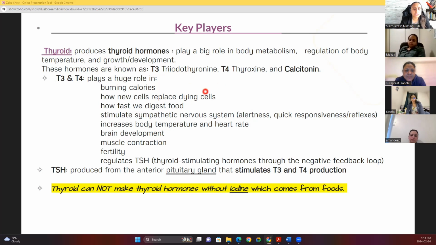It will replace the dying cell. It is telling you how fast we digest the food. The person with hypothyroidism, they are not digesting the food very easily. It will stimulate the sympathetic nervous system, alertness, quick responsiveness. And if you are having low T3, T4, hypothyroidism, what will happen to you? You are very sleepy all the time. You're very lazy all the time. All right. Body temperature will increase, heart rate will increase. It is good for brain development, muscle contraction, fertility. Hypo, hyper, both do affect the fertility of the person.